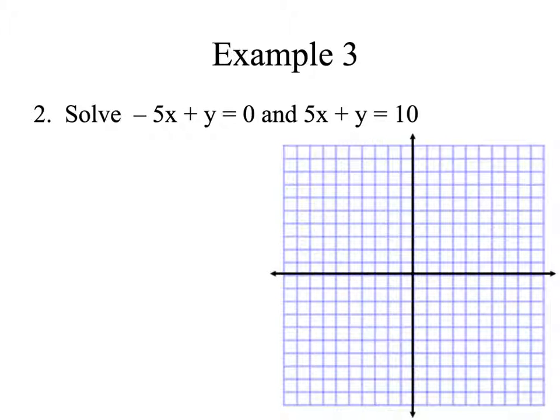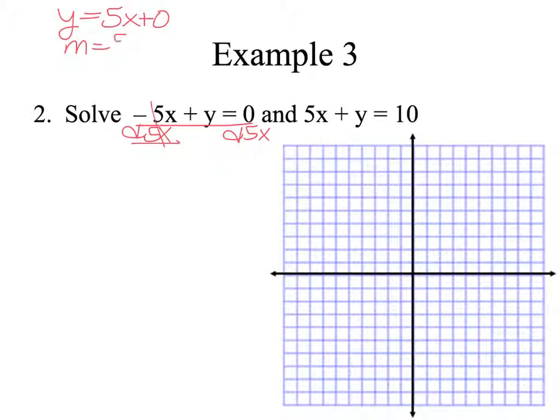So, first equation, I'm going to solve it in red. So I'm going to add 5x over here, and I get y equals 5x plus 0. My slope is 5 over 1. My b value, and it's okay, is at 0, 0. So 0, 0. Up 5, to the right 1. 1, 2, 3, 4, 5, to the right 1.